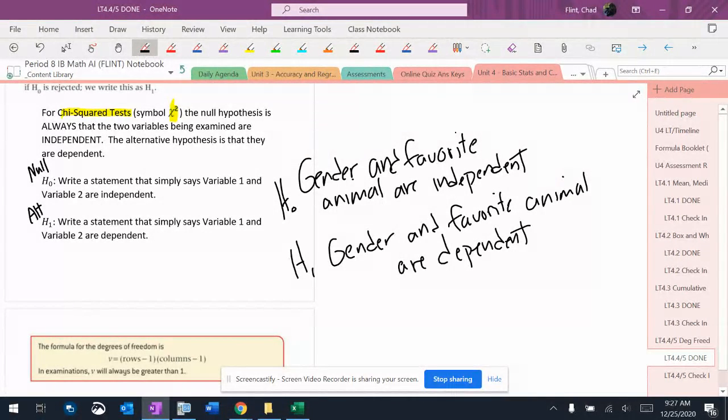So whenever you have to do one of these tests, you want to know what your null hypothesis is so that when you actually get the answer at the end, you know what you're proving from this. So we'll talk more about what the chi-squared actually does a little bit later after we get used to setting some of these things up.